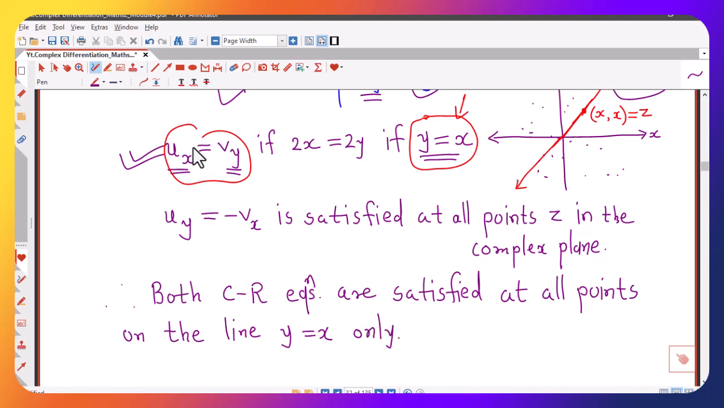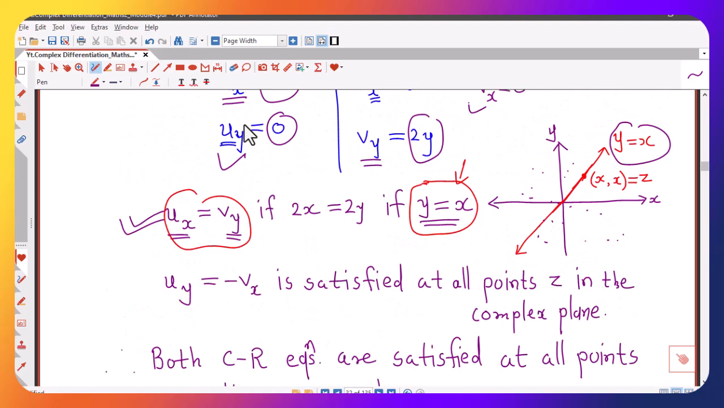This means the equations are not satisfied at those points which are not on the line y equal to x, and that means the function is not differentiable at a point z if z is not on this line. If z is somewhere here, then z is not on the line, and the Cauchy-Riemann equations are not satisfied at those z which are not on the line. Therefore, we can say that the function is not differentiable at those points which are not on the line y equal to x.